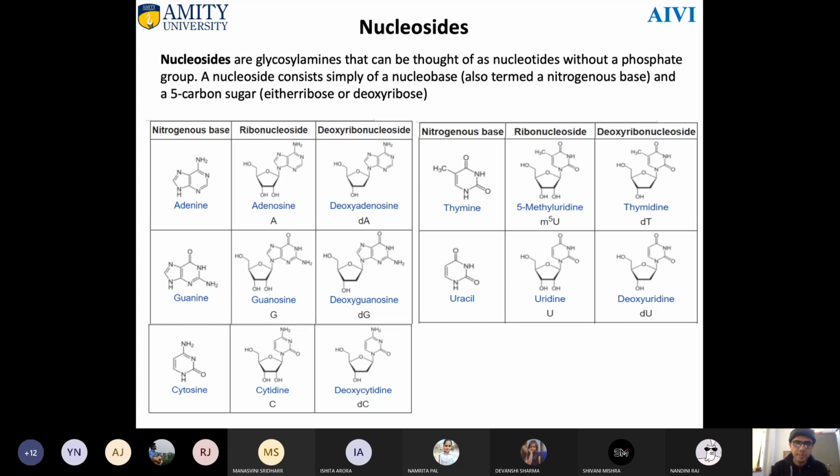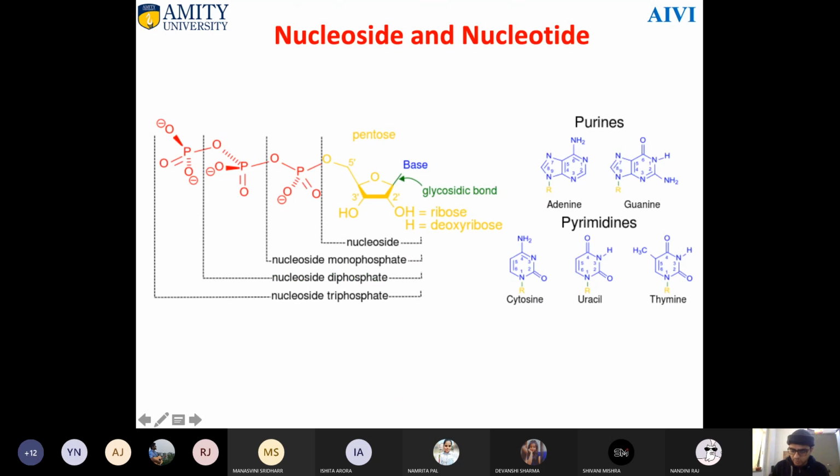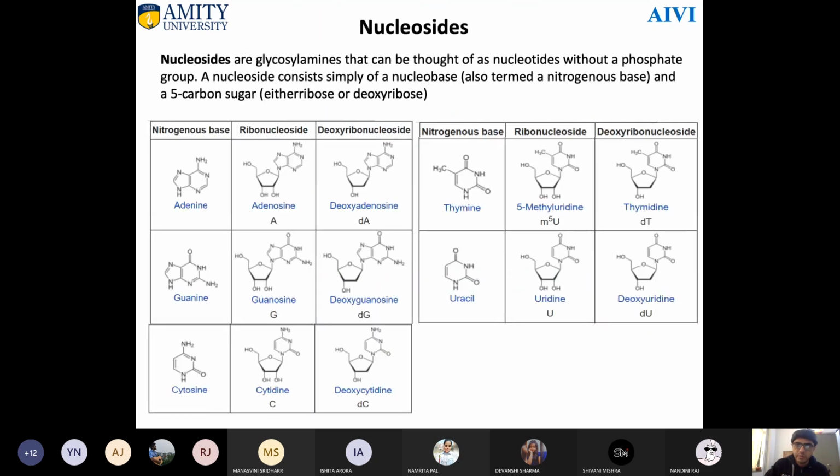If you start combining them, then the nucleoside is formed. So for the nucleoside, what are we combining? We are combining sugar with your nitrogenous base. So the combination of sugar and nitrogenous base is going to be your nucleoside. Sugar and your nitrogenous base will give you the nucleoside.